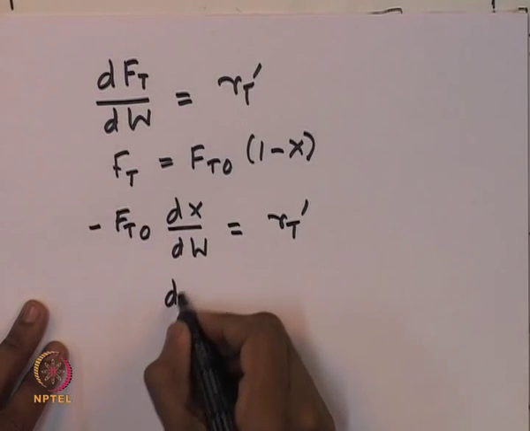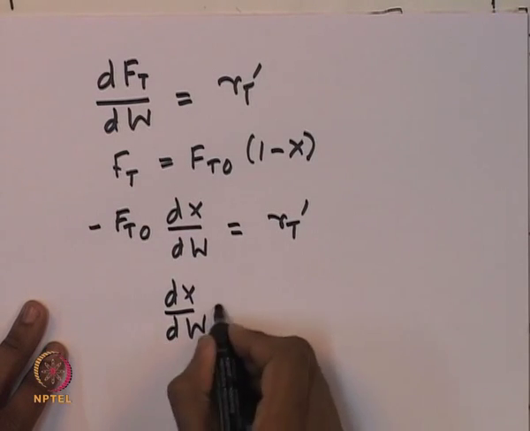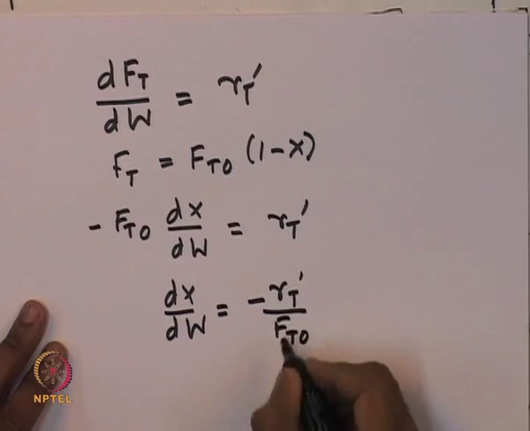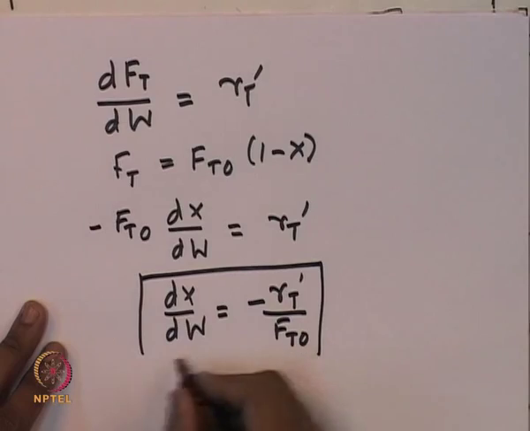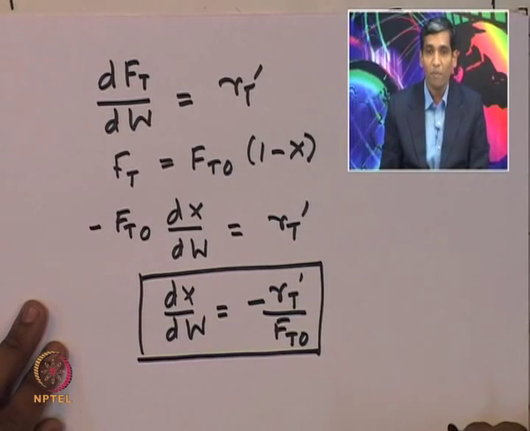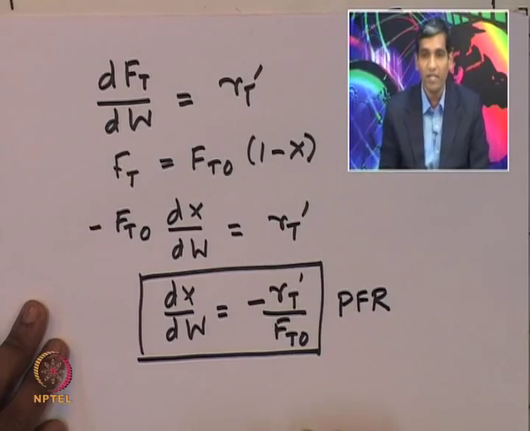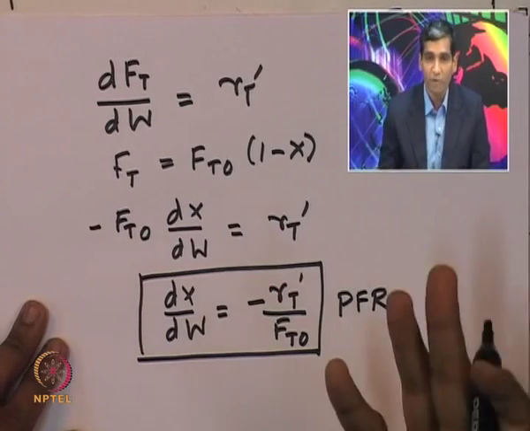Okay. So, therefore, dX/dW is equal to minus r_T prime divided by F_T0. So, that is the performance equation, by assuming that the reactor is a plug flow reactor.